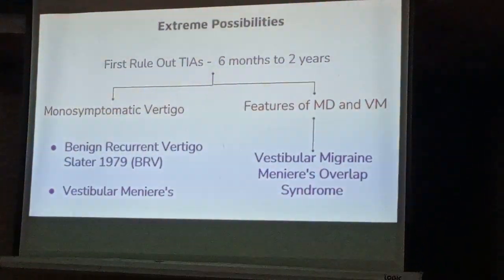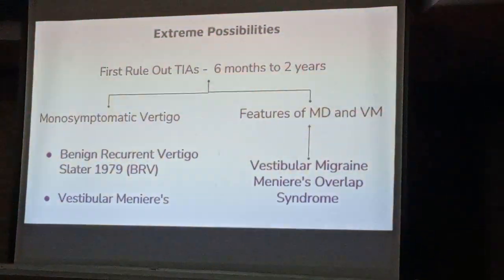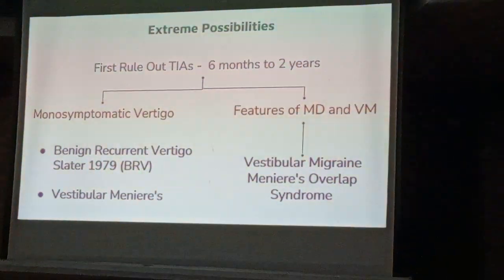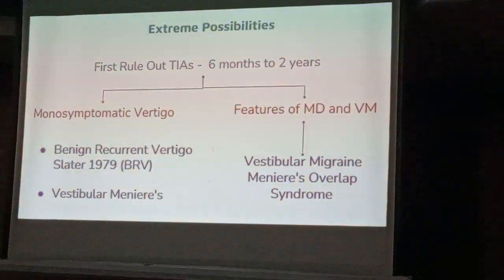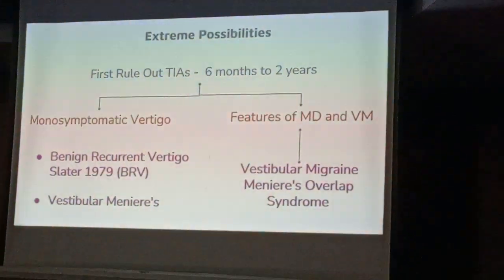One, you ask for features of Meniere's, no features of Meniere's. You ask for features of migraine, no features, no family history, nothing. So you have only vertigo, monosymptomatic vertigo. That means there are no associated features. In that case, you have 2 diagnoses. That is benign recurrent vertigo, BRV.